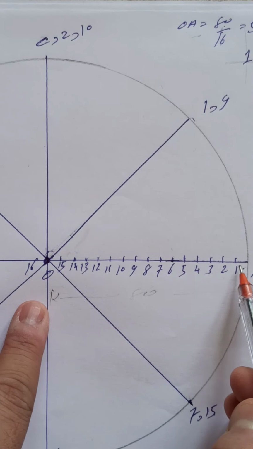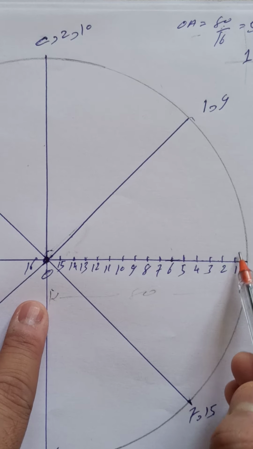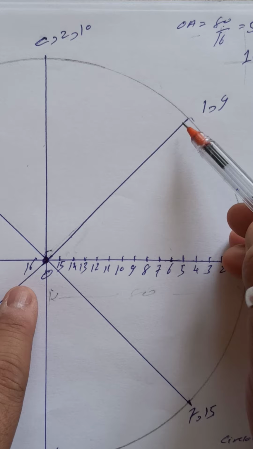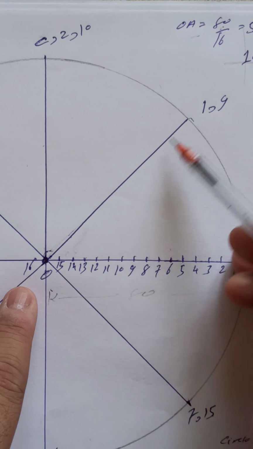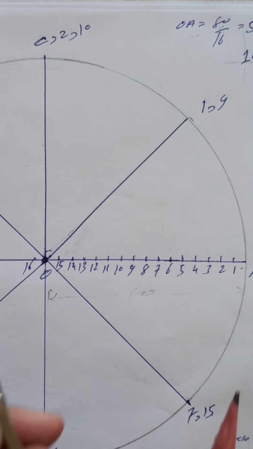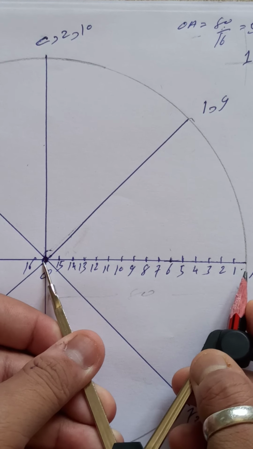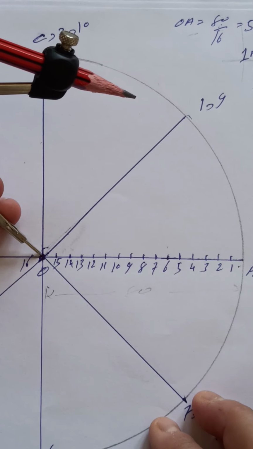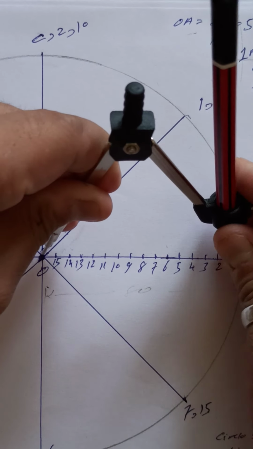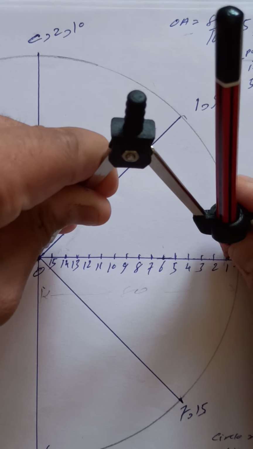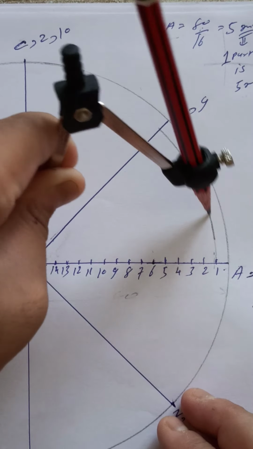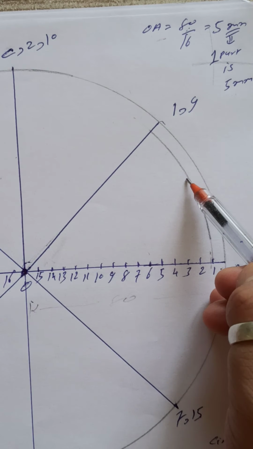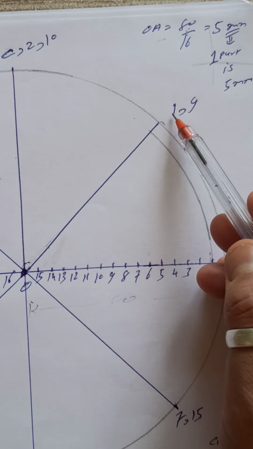First take the O center, 1 radius, and draw the curve at the extension line which passes through point 1. O center, 1 radius. Okay, draw the curve at the extension line which passes through point 1.